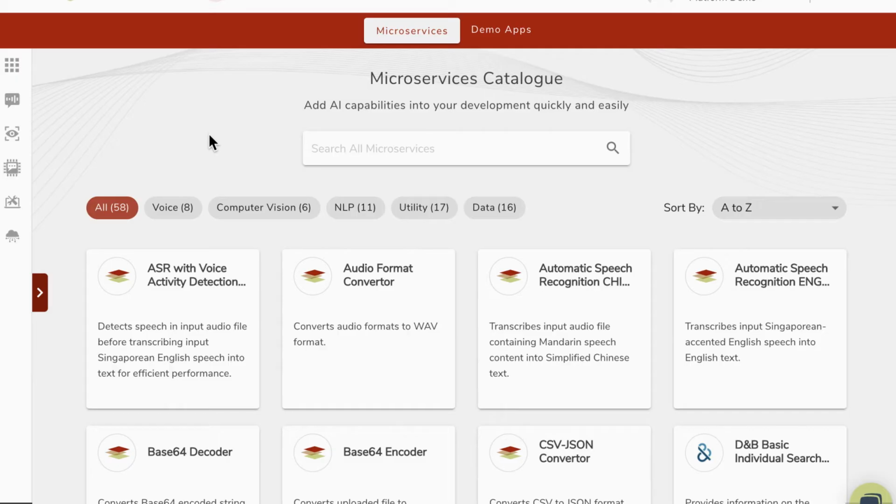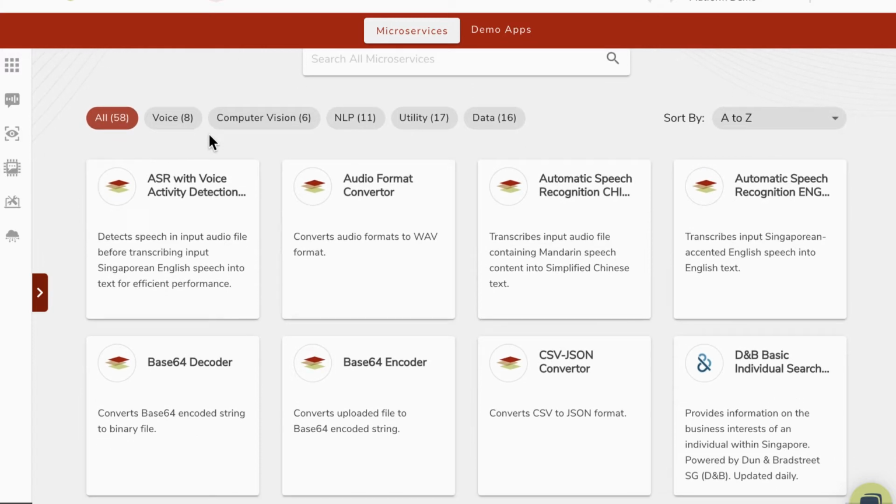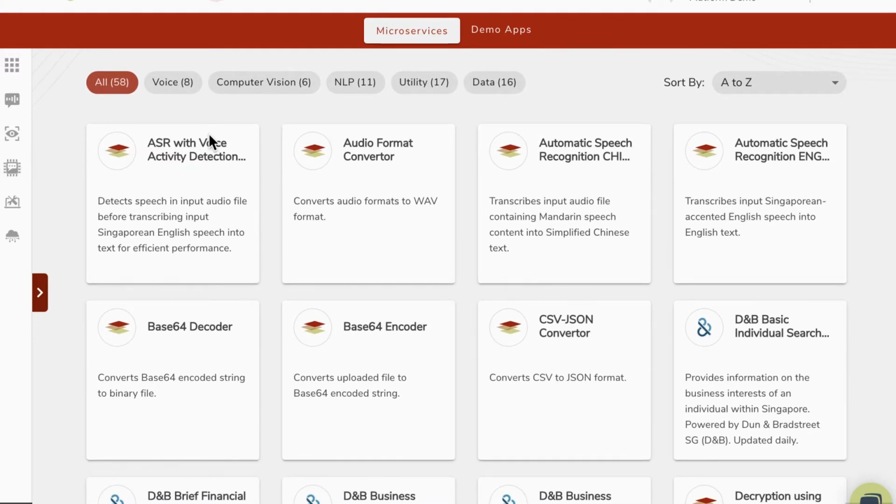Our platform exists to help developers build AI and data-driven solutions quickly and easily through the use of microservices. Let's get started. This is the page where we list all our microservices. You can think of microservices as small modular services or functions that can work independently or together. Let me go over them.